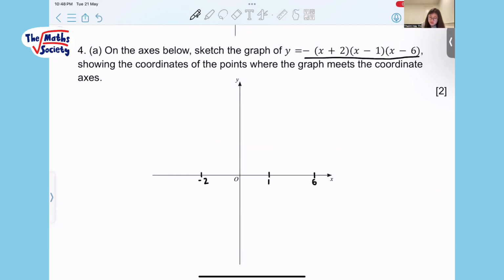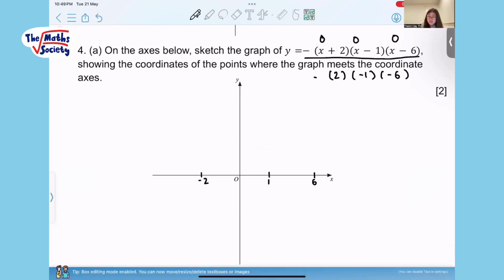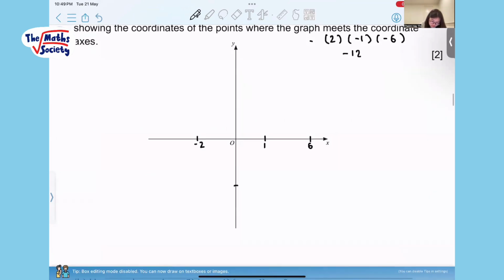And then we can just find the y as well. So it's just going to be 0, 0, 0. We have 2, but there's a minus here, -1. You have -6. So it's going to be 2 times 6, going to be 24, or -24. Oh, sorry, 12. So it's going to be -12. And it's another minus, so it's still going to be -12. So you're going to have here -12.